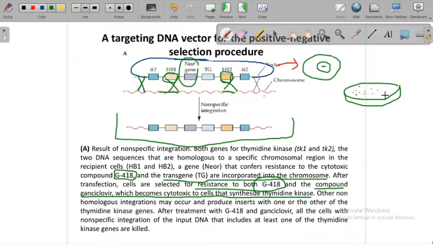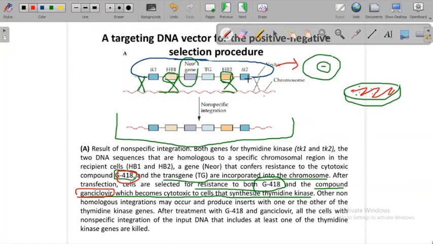Now here two things are there. These are two-way selection methodology. So this is the media. In the media we have added G418, and plus we also add ganciclovir. It's an antiviral drug, basically, the ganciclovir drug.